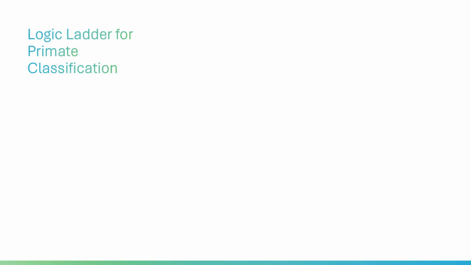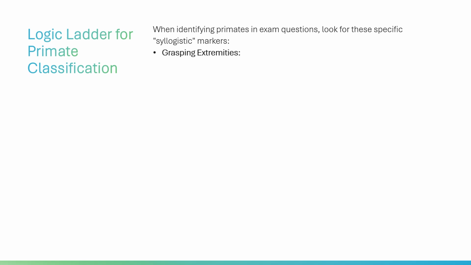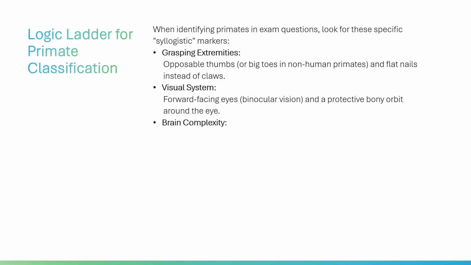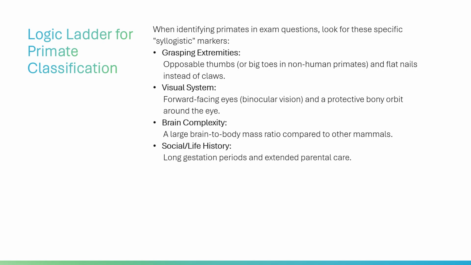When identifying primates in exam questions, look for these specific syllogistic markers. Grasping extremities, opposable thumbs, or big toes in non-human primates, and flat nails instead of claws. Visual system, forward-facing eyes, binocular vision, and a protective bony orbit around the eye. Brain complexity, a large brain-to-body mass ratio compared to other mammals. Social or life history, long gestation periods and extended parental care.